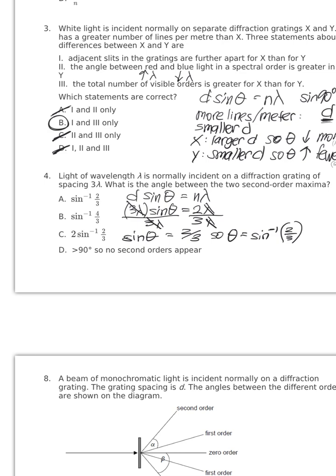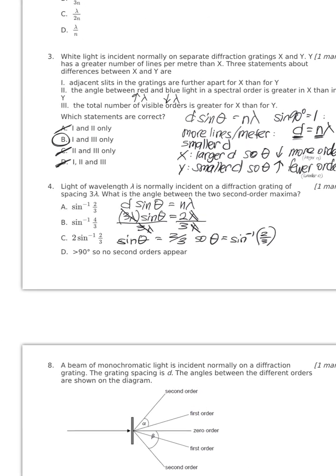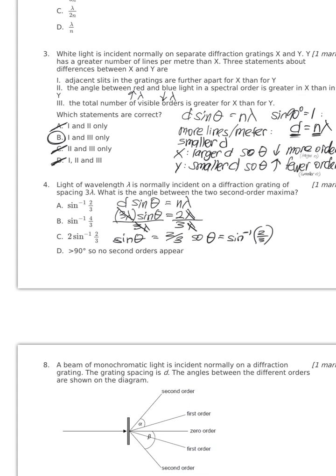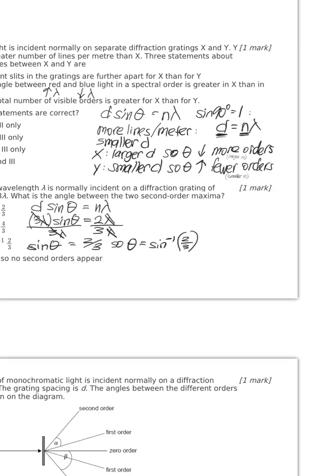Choice A. Wrong. Not choice A, it's choice C, because they love to pull these tricky questions. Reread the question. What is the angle between the two second order maxima? Theta is the angle of either second order maxima from the center line to that maximum. Let me draw a little picture to show you what I mean.